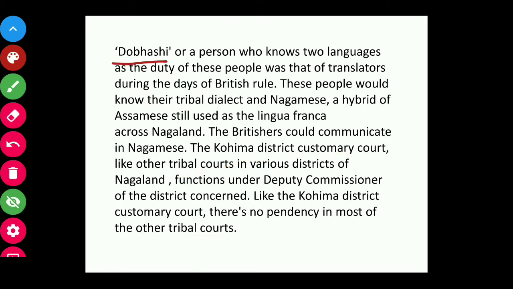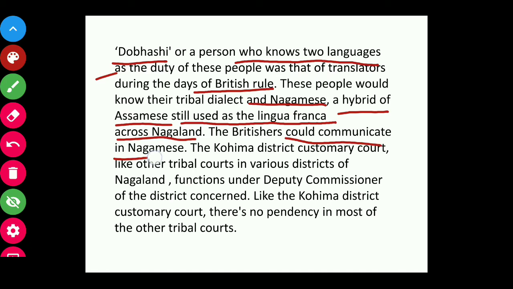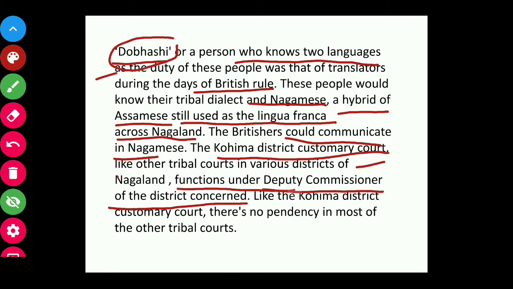Dobashis, or persons who know two languages, had the duty of translating during the days of British rule. These people knew the tribal dialect and Nagamese, a hybrid of Assamese still used as a lingua franca across Nagaland. The Kohima District Customary Court, like other tribal courts in various districts of Nagaland, functions under the Deputy Commissioner of the district concerned.